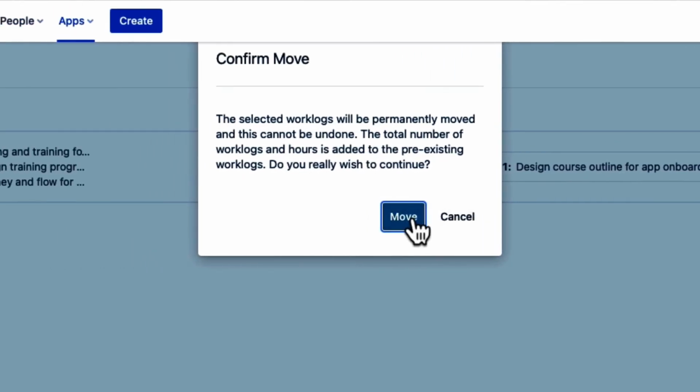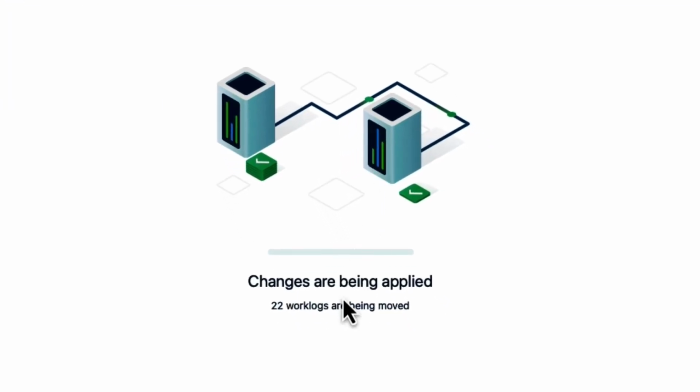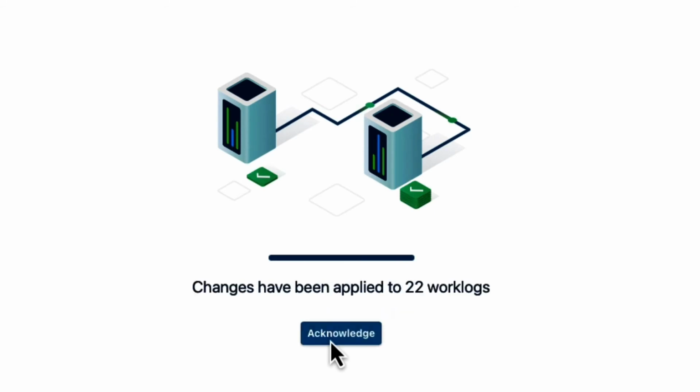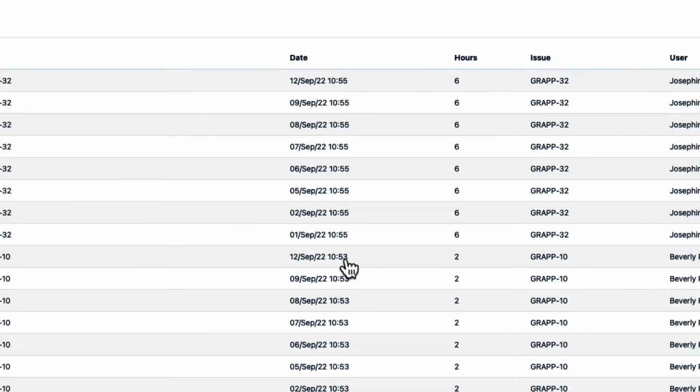A confirmation message appears to warn me that this action can't be undone and that the total number of hours and worklogs will be added to this Jira issue that I selected. Am I sure? Yes, I am. This little image appears to show me that the worklogs are being moved. And when it's done, I click Acknowledge to return to the Bulk Worklog Editor.